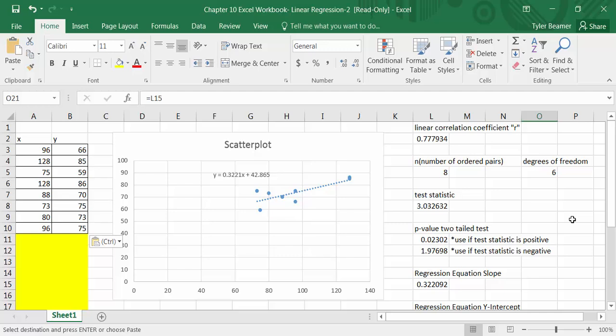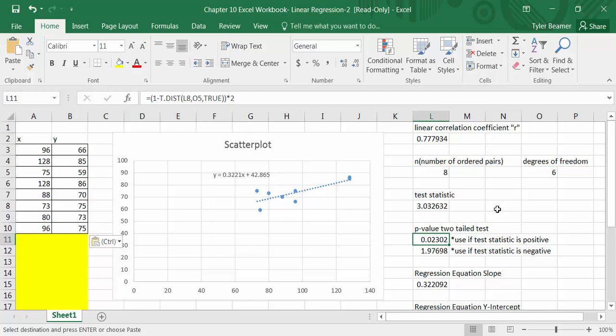And so you want to look at the p-value that's associated with your test statistic here. So notice you use this p-value if the test statistic is positive. Use this p-value if the test statistic is negative. So our test statistic is positive, so we're looking at this p-value. And then, just like any hypothesis test, compare the p-value to the level of alpha.